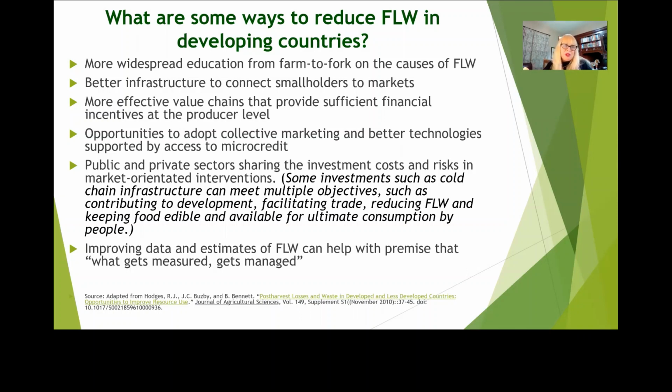I just want to mention, as a quick aside, that some investments, such as cold chain infrastructure, can meet multiple objectives, such as contributing to development, facilitating trade, reducing food loss and waste, and keeping food edible and available for ultimate consumption by people. And lastly, improving data and estimates of food loss and waste can help, with the premise that what gets measured gets managed.